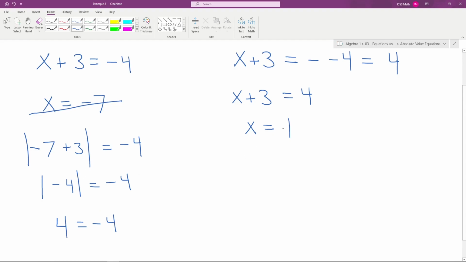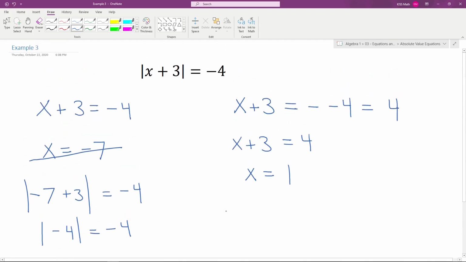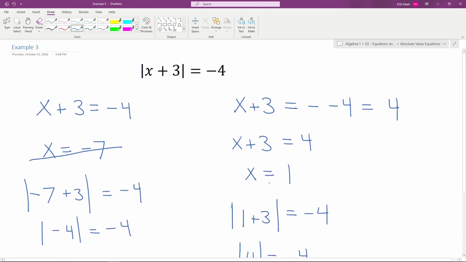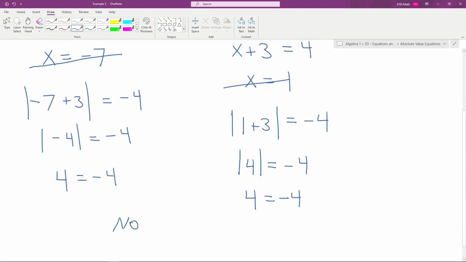So how about this one over here, x equals 1? So if I plug that back in, I would have the absolute value of 1 plus 3 equals -4. And that would be the absolute value of 4. And the absolute value of 4 is just 4, right? So 4 equals -4. Again, this one doesn't make sense. So this answer is out. So for this equation, you have no solution. So that's what you would write as your answer right here, no solution.